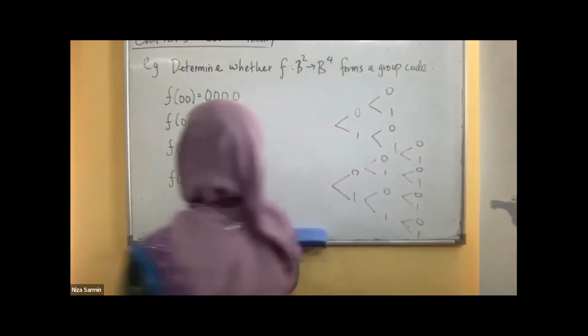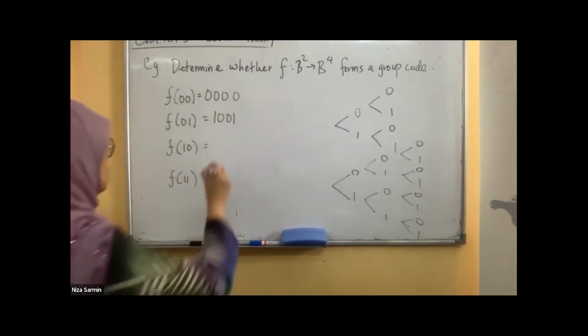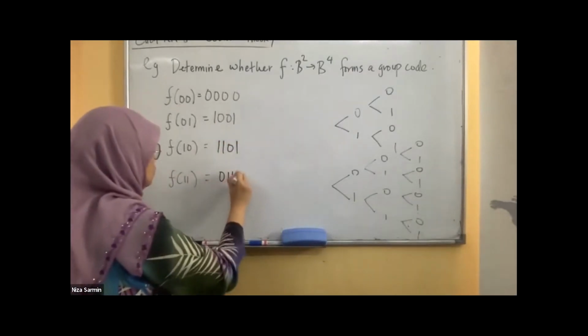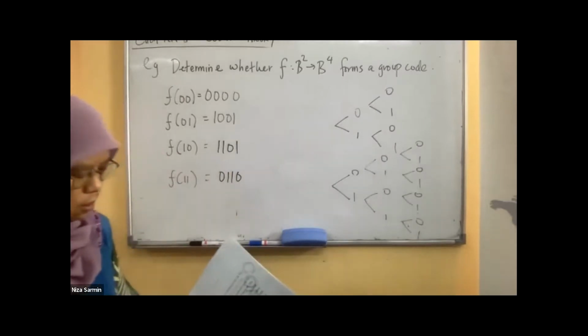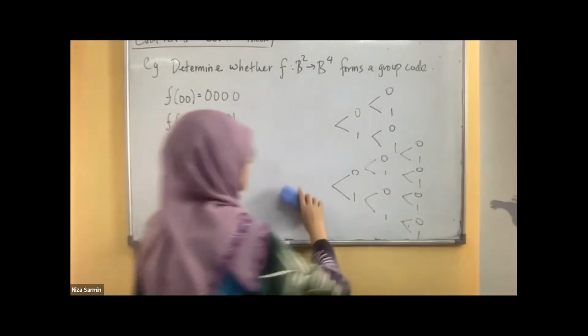Okay, so this one will be given: 1 1 0 1, 0 1 1 0. So this is given. We want to see whether this forms a group code or not.